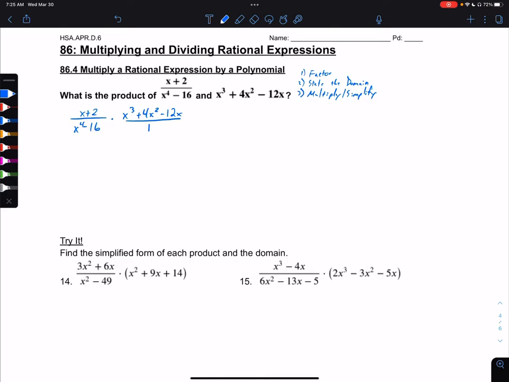My numerator, x plus 2, there's nothing I can do with that, so we're going to leave it alone. My denominator, all right, this x to the 4th minus 16. X to the 4th is a perfect square, right? X squared times x squared gives me x to the 4th. That's a perfect square. And then 16 is 4 times 4. It's also a difference, so that means it is the difference of squares. So we can factor that into the product of two binomials, which would be x squared plus 4 times x squared minus 4. All right, so that would factor into these here.